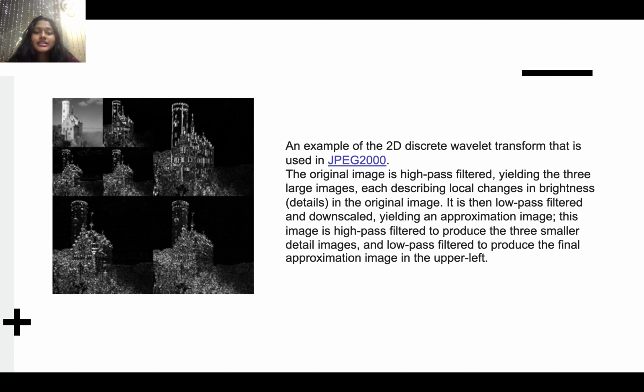Here we can see an example of a 2D discrete wavelet transform that is used in this image. The original image is high-pass filtered, yielding the three large images, each describing the local changes in brightness in the original image. It is then low-pass filtered and downscaled, yielding an approximation image. This image is high-pass filtered to produce the three smaller detail images, and low-pass filtered to produce the final approximation image in the upper left.